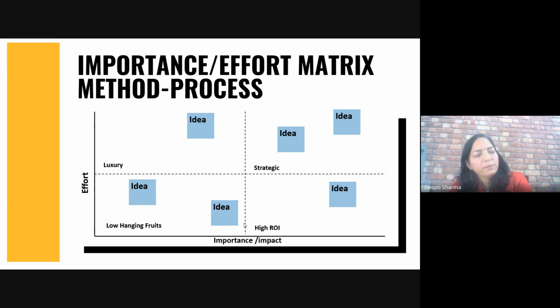Like a simple class test or simple surprise test, or simple 10 questions if you are evaluating a particular concept. So these are low hanging fruits. Second thing is where importance is high but effort is less. These are high ROI, high return on investment ideas, where effort is less but importance is very high. So these are high ROI.